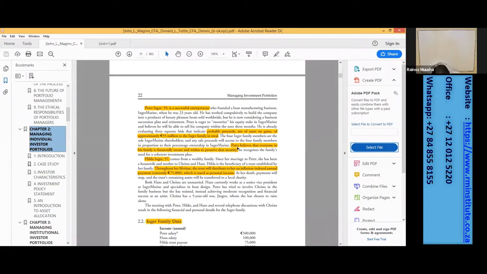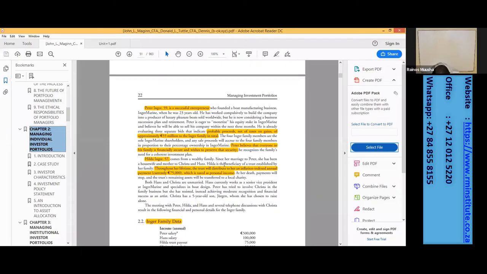Then they also say Peter believes that everyone in his family is financially secure and wishes to preserve that security. He recognizes the family's need for a coherent investment plan. Then remember we said Peter is 59, his wife Hilda is 57 years of age, and here they say she comes from a wealthy family. Since her marriage to Peter she has been a housewife and mother to Krista and Hans.